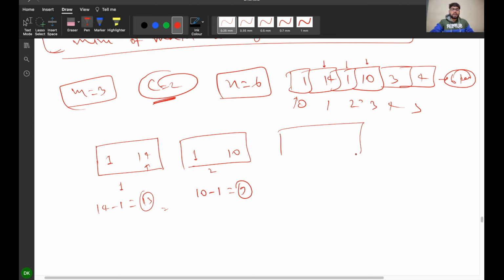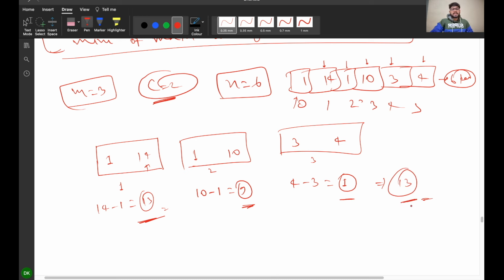In bus 3, I am placing the fifth person into bus number 3, and again placing the last person into bus number 3 and calculating the maximum waiting time. That is 4 minus 3 is 1. So what is the overall maximum waiting time among the three of them? That is 13. So the answer for this configuration is 13.